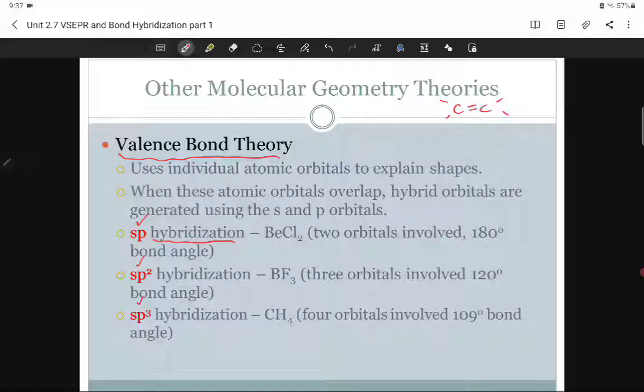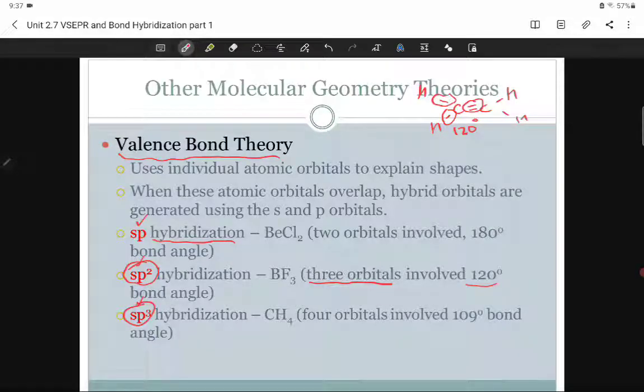If you have, and it doesn't really matter what these are bonded with, these are hydrogens, but if you have 1, 2, 3 domains of electrons, it doesn't matter if they're single, double, or triple bonded. If you have 3 domains, you have something called sp2 hybridization, and that gave you, as we already mentioned on that previous slide, a bond angle of 120.